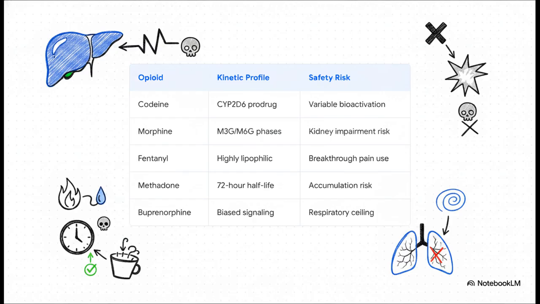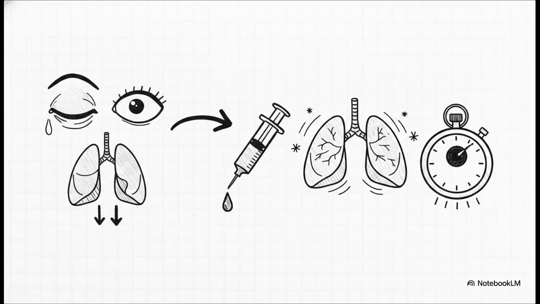Finally, buprenorphine. This drug utilizes biased signaling. It activates G proteins for analgesia, but specifically avoids recruiting beta-arrestin. This avoidance of beta-arrestin creates a distinct, life-saving physiological ceiling for respiratory depression. Now, when things go wrong, we see the classical clinical triad: coma, meiosis, or pinpoint pupils, and life-threatening respiratory depression. Resuscitation requires reversing this with the competitive antagonist naloxone.